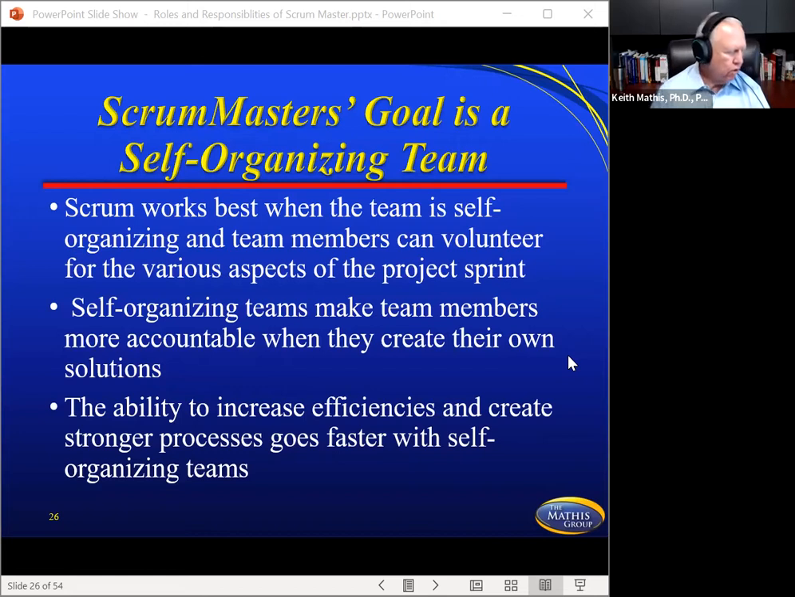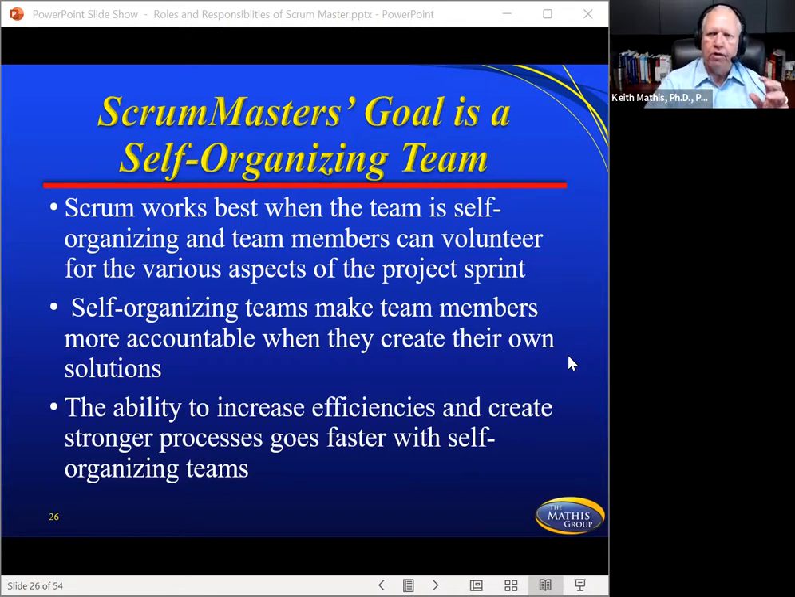Now, the Scrum Master's goal should also be leading that team to make their own decisions and self-organize. This would be the epitome of the evolution of what we're talking about here. Self-organizing teams don't need help. They're making decisions. They have the knowledge. They have the training. So Scrum works best when the team gets to a point where they're functioning much more on their own rather than somebody having to walk through things with them. Self-organizing teams make team members more accountable when they create their own solutions, their own ideas, and take on their own work. And the ability to increase efficiencies and create stronger processes goes faster with self-organizing teams.